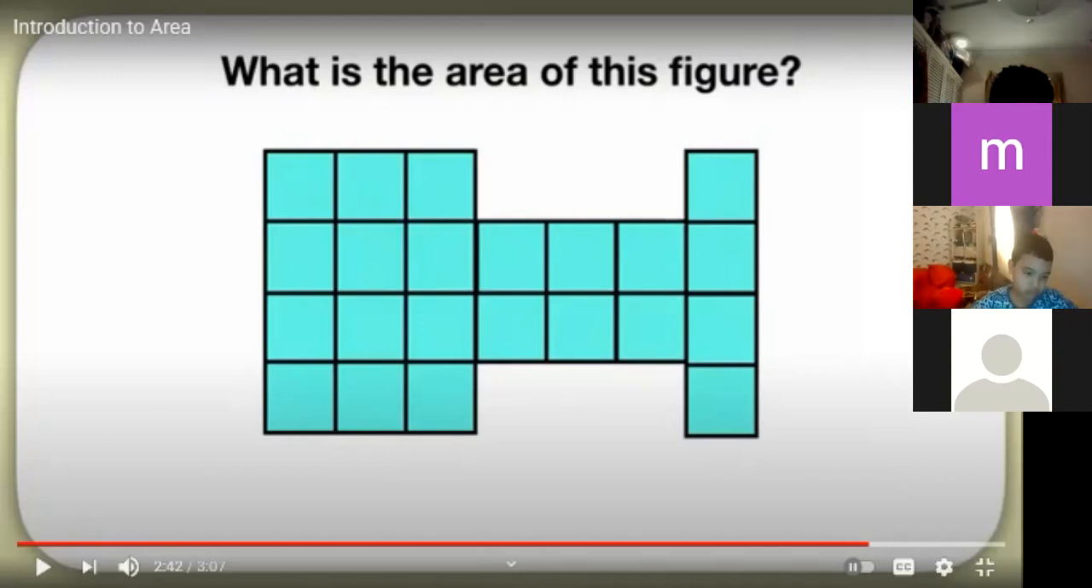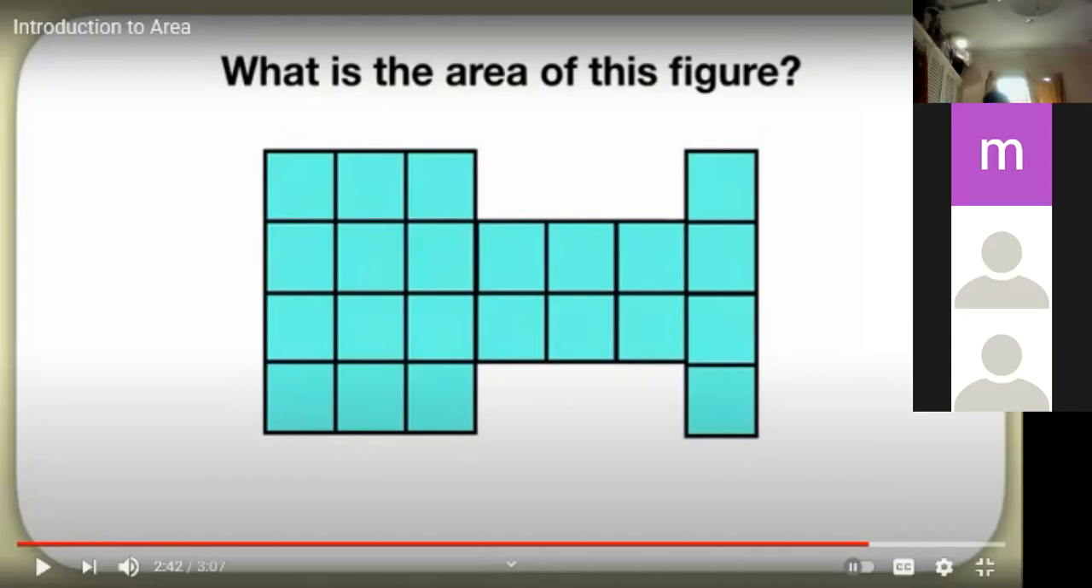How many? 23. 23, sure? Yeah. You said 22. Saleh said 22. Is it 22 or 23? 23. Saleh said 22 and you said 23.